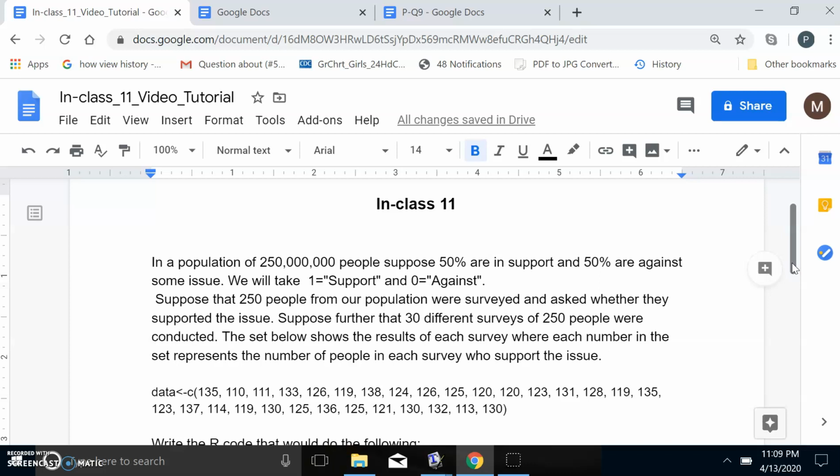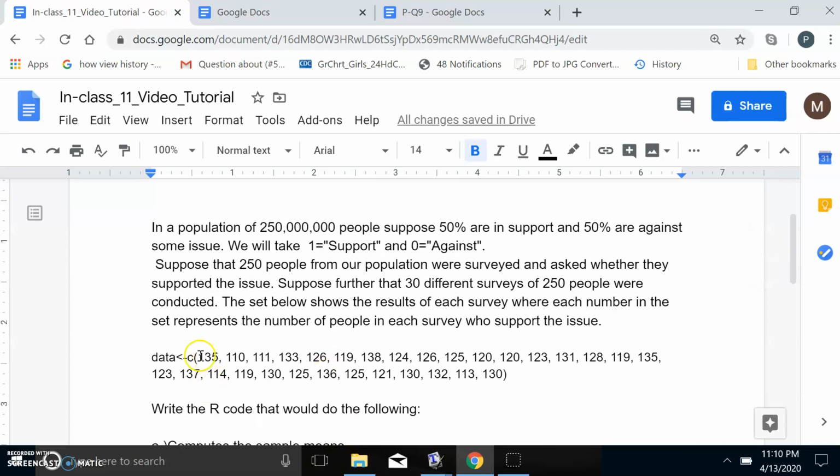And suppose 250 people from our population were surveyed and asked whether they supported the issue. Suppose further that 30 different surveys of 250 people were conducted. The set below shows the results of each survey, where each number represents the number of people in the survey who support the issue. So this would be the first survey, and in that survey, out of the 250 people, 135 supported the issue, and so forth. We have 30 different surveys.